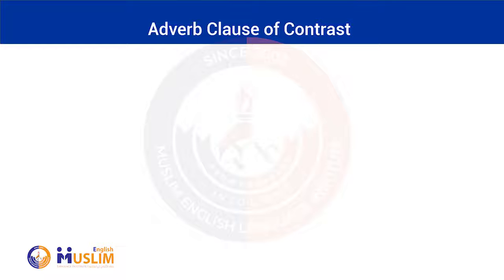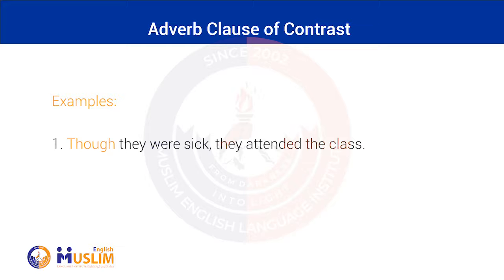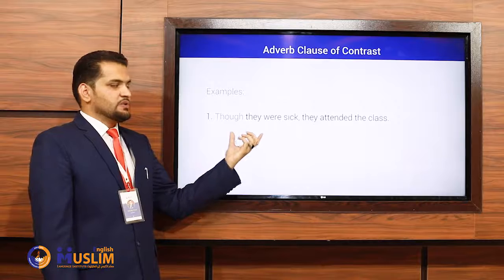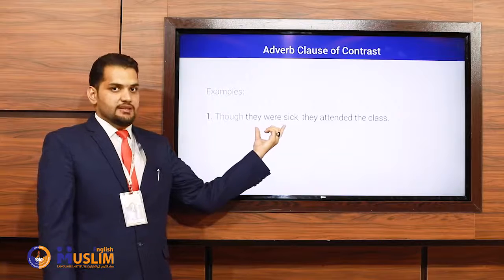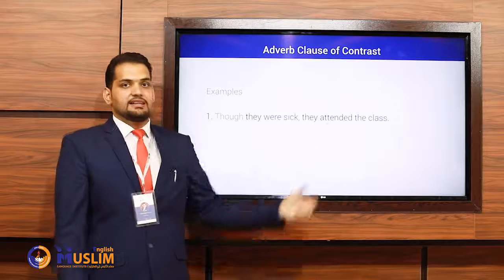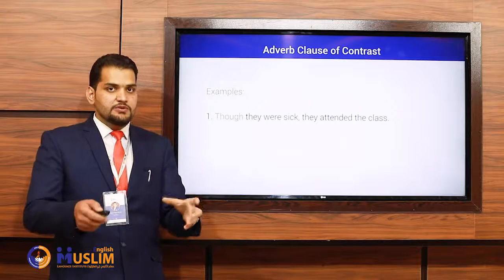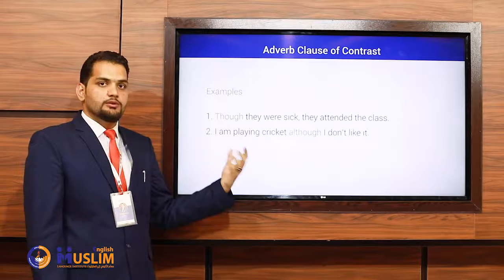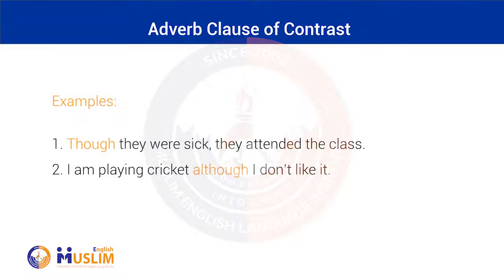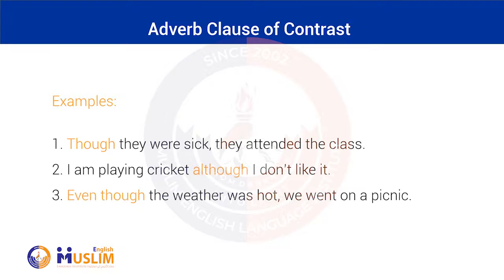Let's have some examples. Number 1, though they were sick, they attended the class. In this sentence, we have two contrasting ideas. The first contrasting idea is they were sick, and the second one is they attended the class. And to introduce the contrasting ideas, we use though, or although, or even though. Number 2, I am playing cricket although I don't like it. Number 3, even though the weather was hot, we went on a picnic.